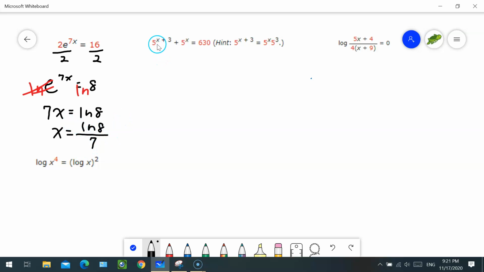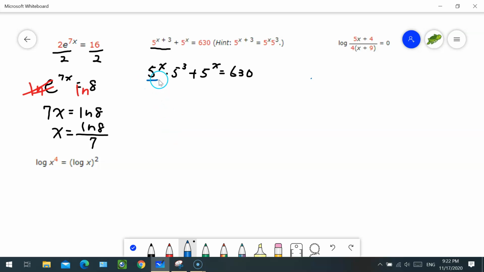The next question has 5 to the power x plus 3 plus 5 to the power x equals 630. Here the question gives us a hint. When you have 5 to the power x plus 3, this is equivalent to 5 to the power x multiplied with 5 to the power 3. So we apply the rule to the first term here. So we have 5 to the power x multiply 5 to the power 3 plus 5 to the power x equal 630.